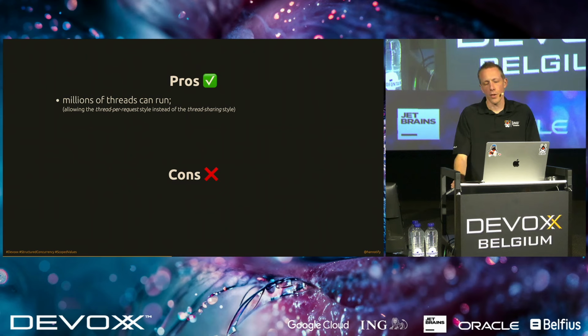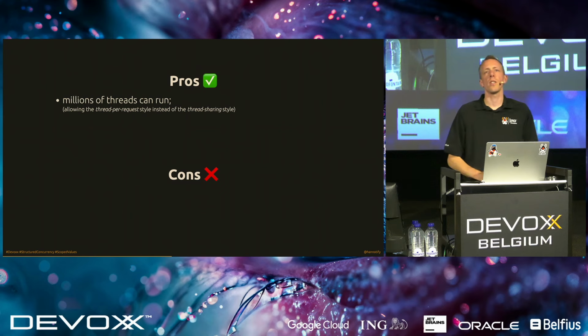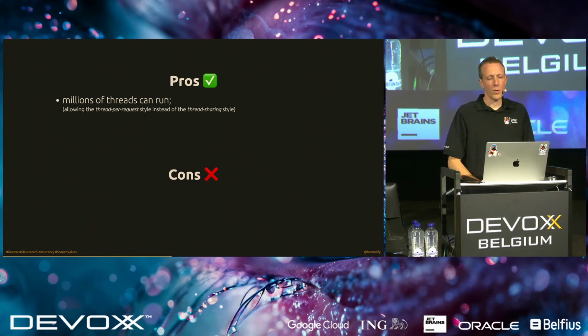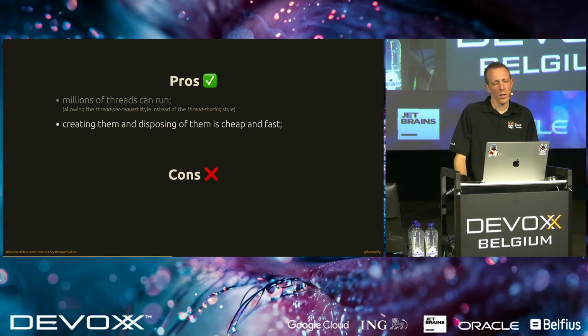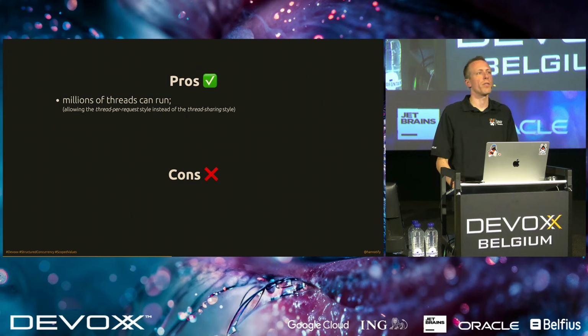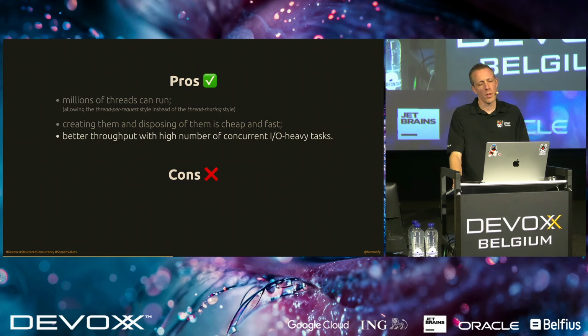But virtual threads have a specific stack construct. It's called stack chunk objects, and they are not stored in a separate stack. They are stored in the heap, which also means that they are eligible for garbage collection, just like regular objects in Java. So that's the reason why you can have many more of them. And that also means that you could allow the thread-per-request style. You don't have to pool your threads anymore. You don't have to share your threads anymore if you don't want to. You can just create new virtual threads for each task that you perform. Like I said, to create them is cheap, to dispose of them is cheap. And we saw on the graphic already that the throughput will be better with a higher number of concurrent I/O heavy tasks. That is a good point, though.